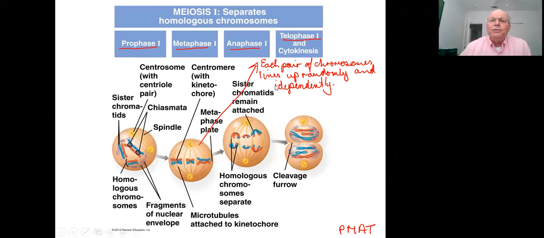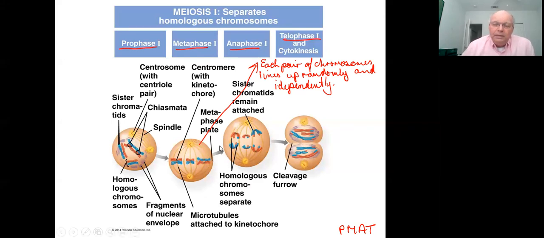So the important thing that we need to remember here, and we'll talk about the significance of this a little bit later in the last part of the chapter, is that each of these pairs of chromosomes lines up randomly, so it could be red at the top, blue at the bottom, or the other way around. Each orientation is completely legitimate and possible. And what one pair of chromosomes does is completely independent of what the other pairs of chromosomes do. And that has significance, as you'll see.